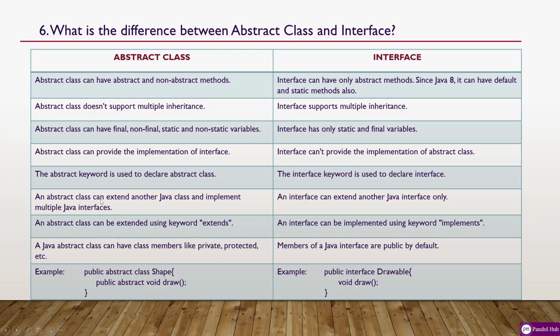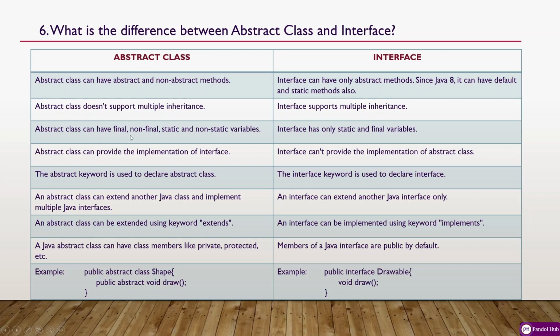A class can extend another Java class and it can implement any number of interfaces, whereas an interface can extend only an interface. An abstract class can be extended using the keyword extends. An interface can be implemented using the keyword implements. So this is also obvious, the extends and the implements keyword. A Java abstract class can have class members like private, protected, etc. Members of a Java interface are public by default.